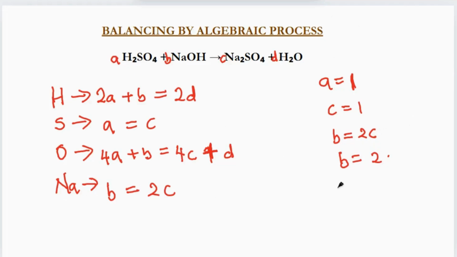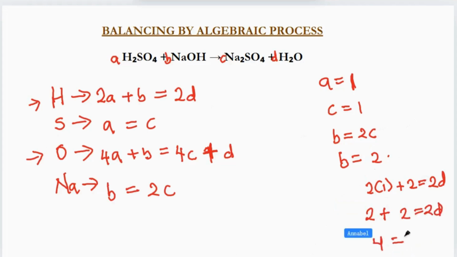And then lastly, the D. We can use either the hydrogen equation or the oxygen equation to solve for D. Whichever one we use, we're going to get the same answer. So let's just use the hydrogen. In the hydrogen we have 2 times A, which is 2 times 1, plus 2 equal to 2D, which is the D that we are looking for. Let me just remove this here so that it does not confuse you. So we have 2 times 1 is 2, plus 2 equal to 2D. So 4 equal to 2D, and D is equal to 2.